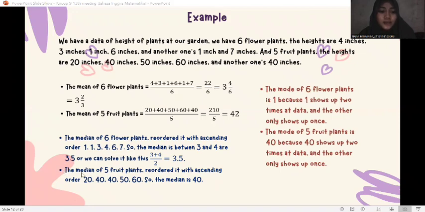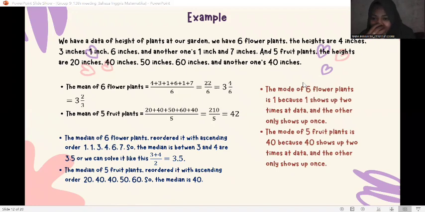So next is the median of 5 fruit plants. Reordered in ascending order: 20, 40, 40, 50, and 60. So the median is 40. Okay, the median is 40.